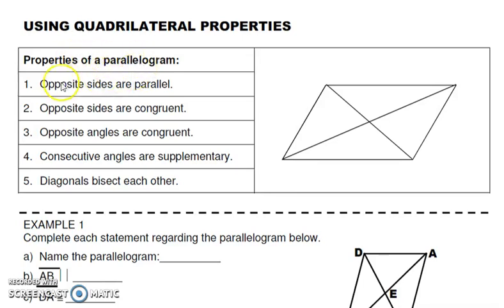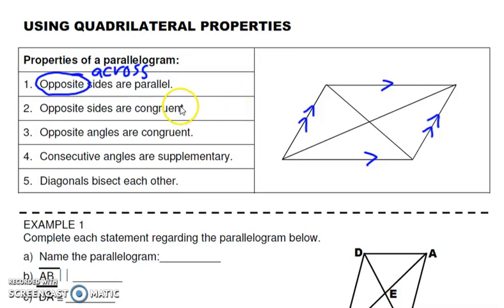So the first property is that opposite sides are parallel. Remember that this word opposite means across. So the sides across from each other are parallel. That would be the top and the bottom, and then also the two sides. And remember that we mark those with arrows.